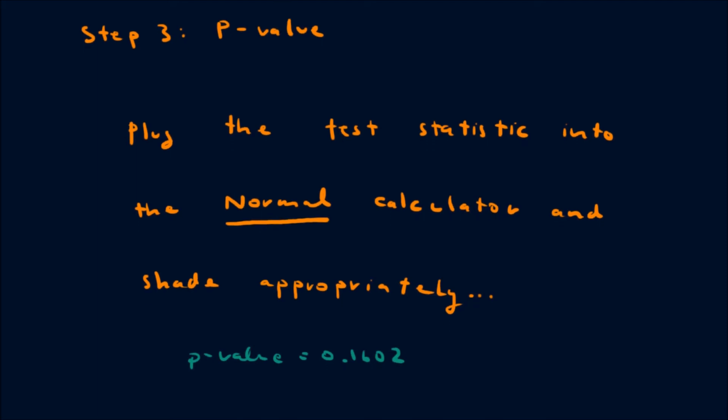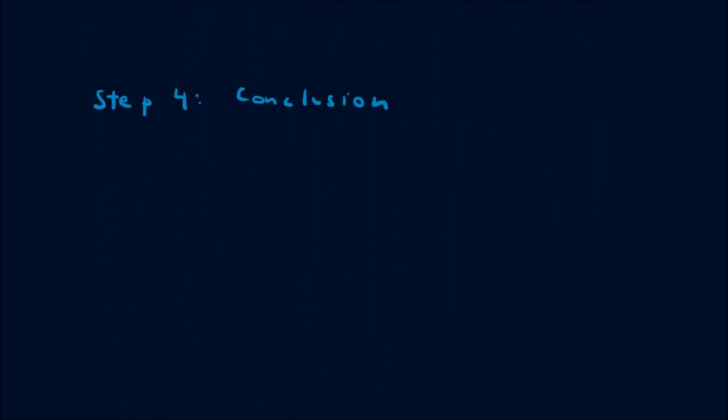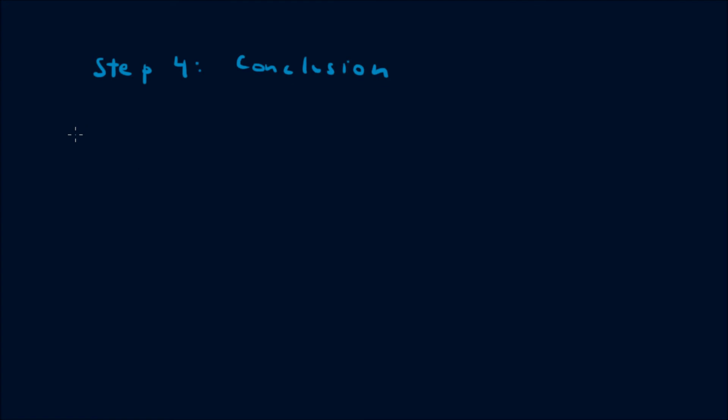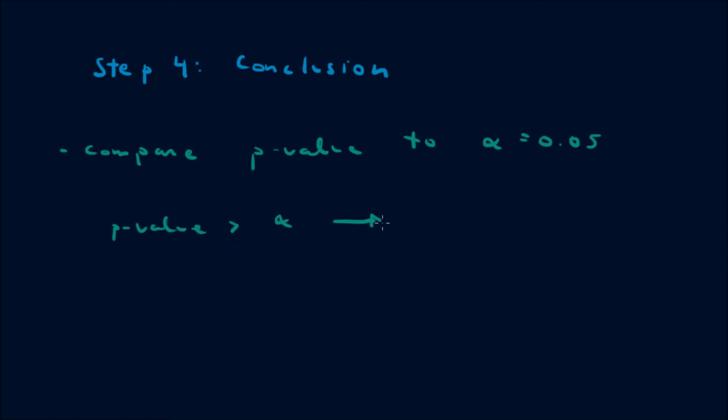And then the last step would be reaching a conclusion. To do this, you compare your p-value to a given significance level, even though I didn't give you one here. Compare the p-value to alpha, which is the given significance level. We'll just say 0.05. It's typically something around 0.05, maybe 0.1, maybe 0.01. But in this case, the p-value is greater than the significance level, so your conclusion would be fail to reject the null hypothesis.